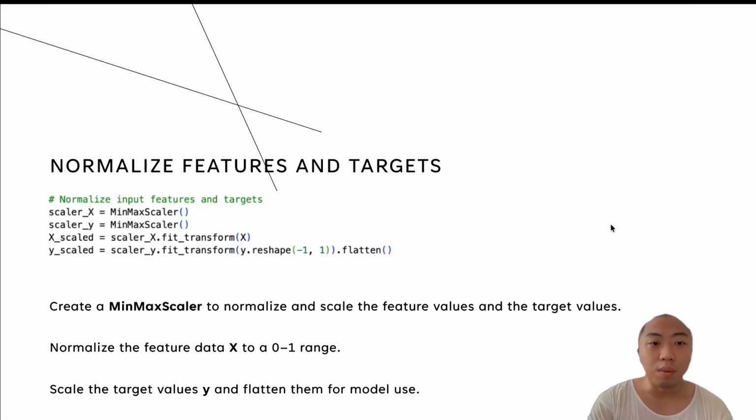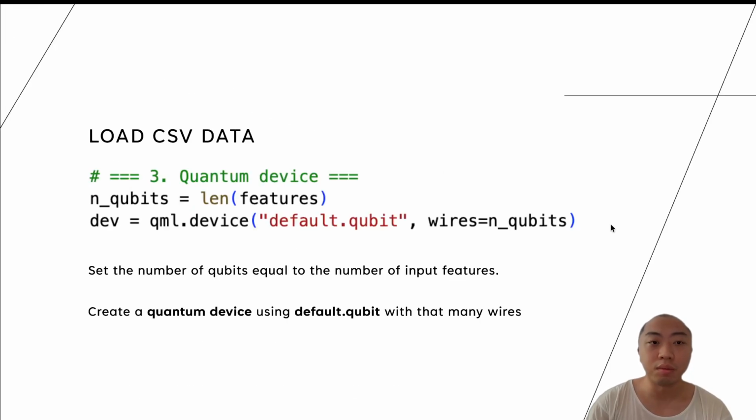We normalize features and targets by creating a MinMaxScaler to normalize the scale for the feature values and target values. And now we normalize the feature data X to a 0 to 1 range. And now we scale the target value Y and flatten it for model use.